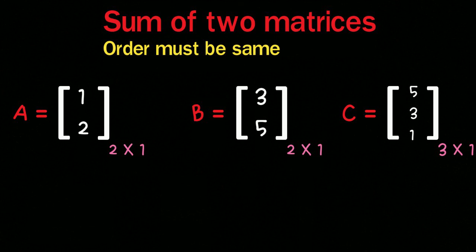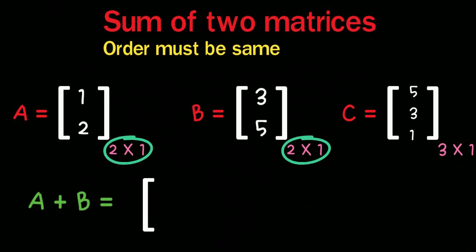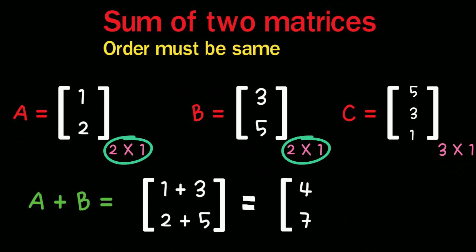So in order to sum 2 matrices, first we must make sure that the order is the same. For instance, A and B. So we can use A plus B. The summation is 1 plus 3, 2 plus 5. So we will get 4, 7 as the answer, and the order of the matrix is 2 by 1 because it has 2 rows and 1 column.